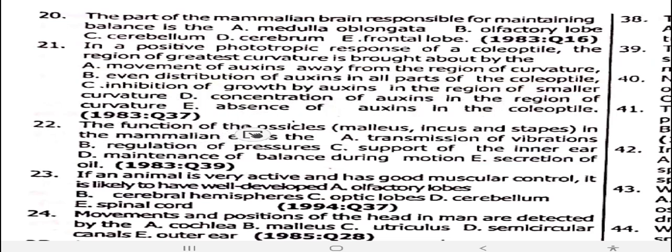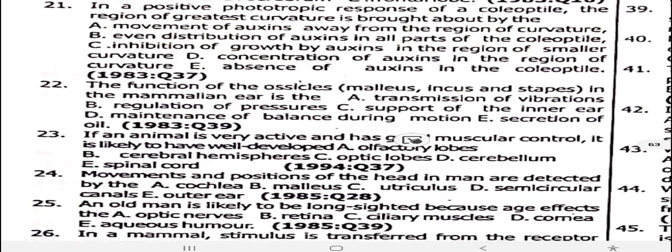22. The function of the ossicles, malleus, incus, and stapes, which are located in the middle ear in the mammalian ear, is for support, no, transmission of vibration. 22 is option A, transmission of vibration and amplification. So the function of the ear ossicles is for transmission and amplification.